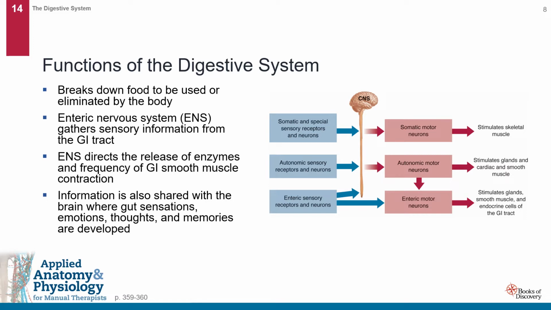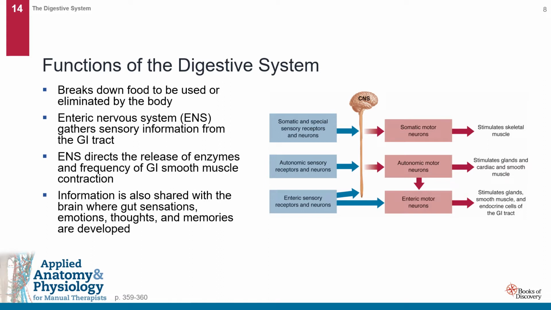In terms of the functions of the digestive system, it serves to break down food to be used or eliminated by the body. The enteric nervous system, or the ENS, gathers sensory information from the GI tract. The ENS directs the release of enzymes and frequency of GI smooth muscle contraction, and information is also shared with the brain, where gut sensations, emotions, thoughts, and memories are developed.